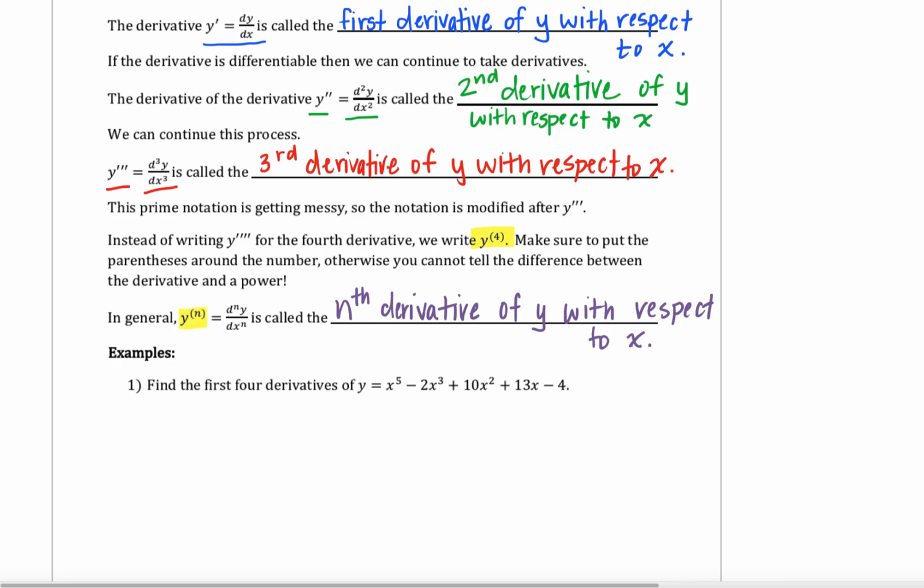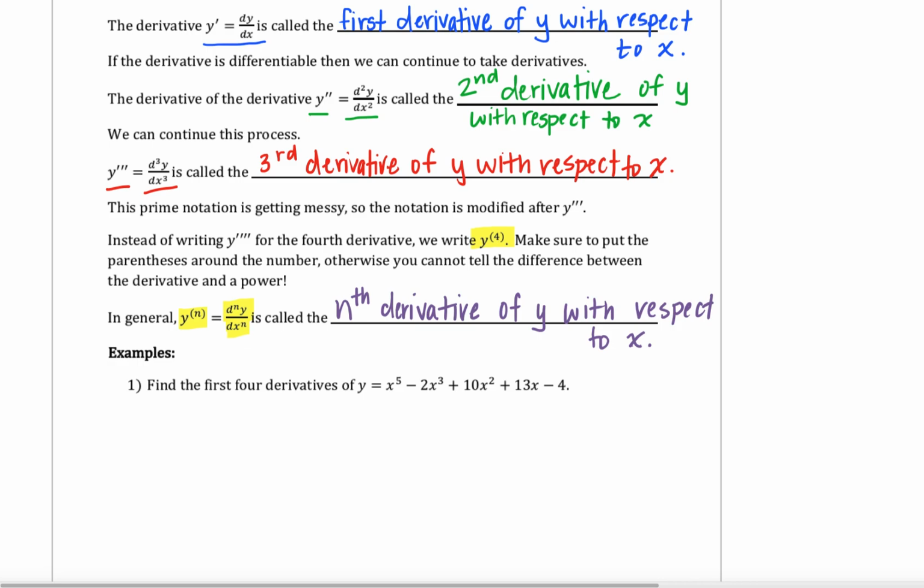So in general, if I want the nth derivative, that would be y with a superscript of n in parentheses, or in the operator notation, it would be the nth derivative of y with respect to x. The idea of the nth derivative here just represents any derivative that I could have, the first, the second, the third, maybe the 100th derivative, or the 13th derivative, but it is representing any nth derivative that I want to find. Let's look at a couple examples.